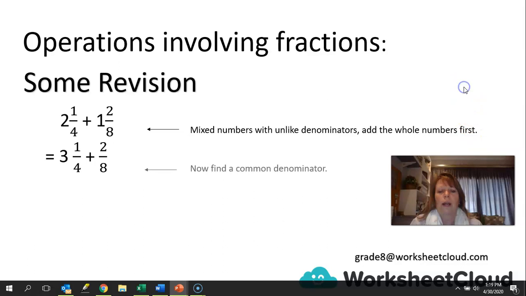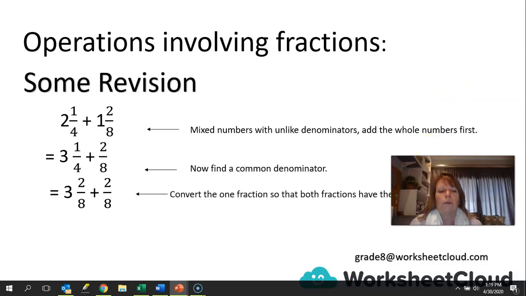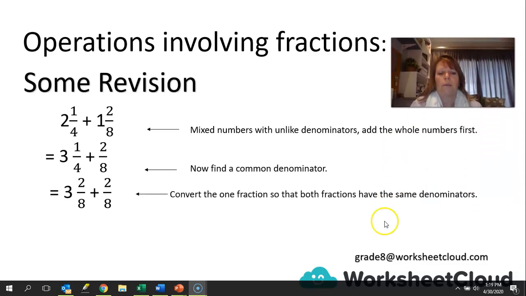Then I've got to add my fractions. So what I do next, I now find a common denominator. Keep the 3 all the time. Remember, it's part of the whole calculation. So I find my common denominator as being 8. I now convert both fractions to have the same denominator. So a quarter is 2/8 plus 2/8, and I add those together, and I'm going to get 3 and 4/8.